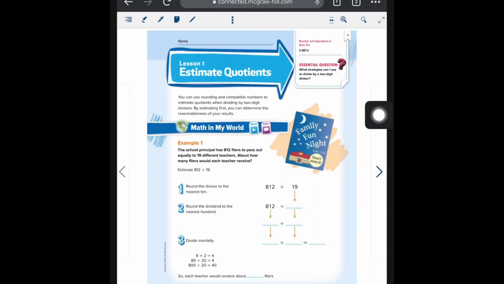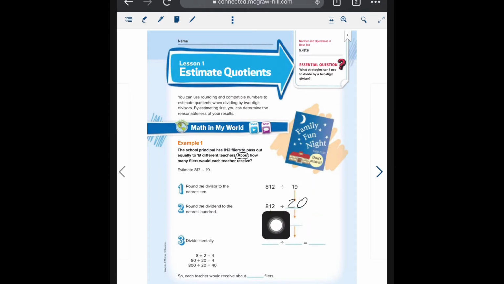Let's begin. Here we have a school principal has 812 flyers to pass out equally to 19 different teachers. About how many flyers would each teacher receive? First thing you do is you take the divisor, which is this number right here, and you round that. That's going to round to 20. Then, on your little times table sheet, you look down the twos column and find out what's going to get along well with 20, or what's going to be compatible.